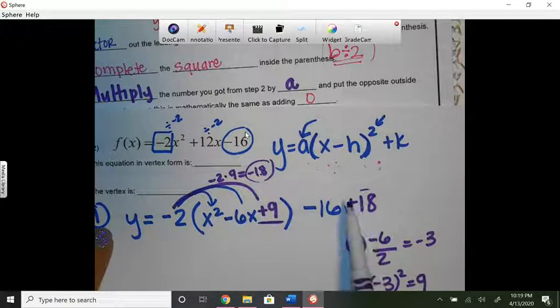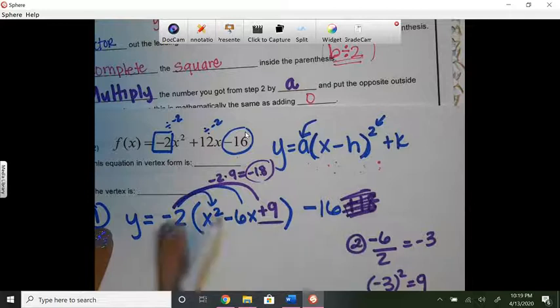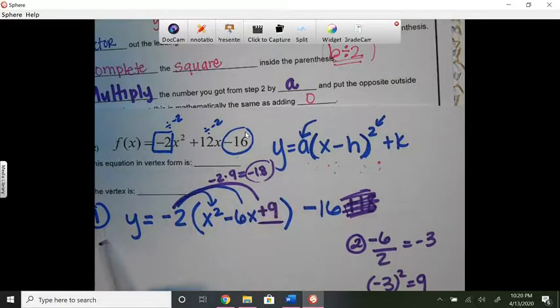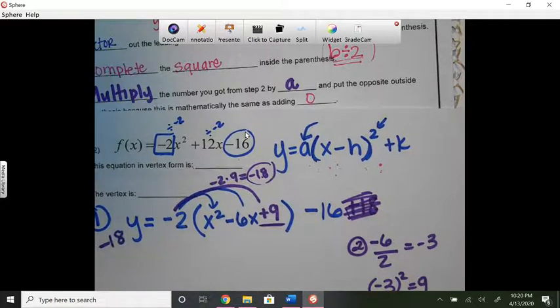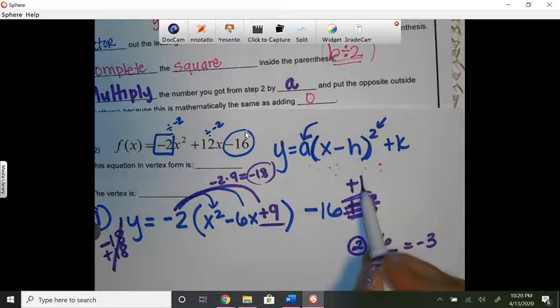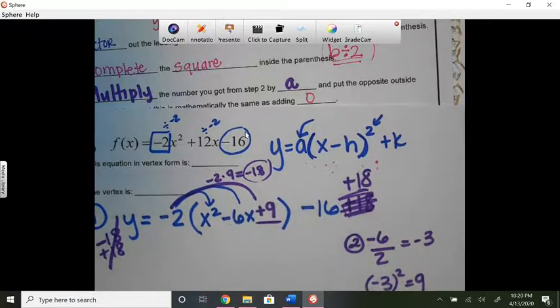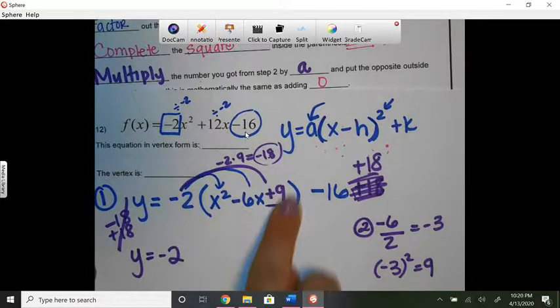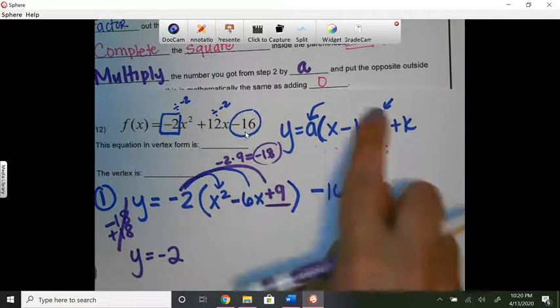If that makes no sense to you, then instead of putting 18 here, you put negative 18 here, so then put negative 18 on this side. But then I have to get rid of this, and I'm going to add 18, so that's why the 18 belongs there. Okay, why did I do that? Because now we can factor this to look like this.